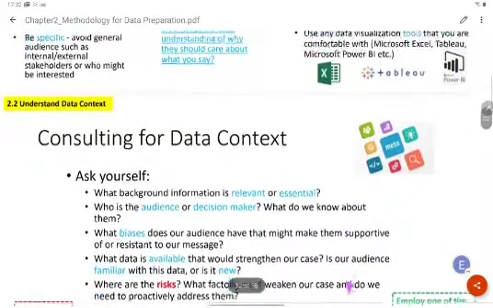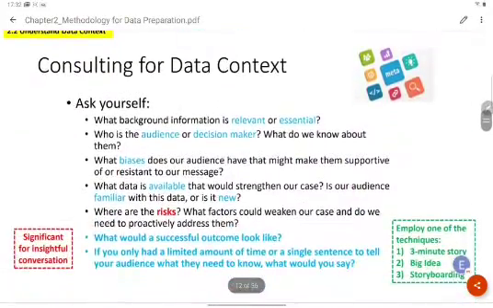Okay, that is why we need data context. So next we go to consulting for data context. Ask yourself what background information is relevant or essential. Okay, who is the audience or decision maker? What do we know about them?